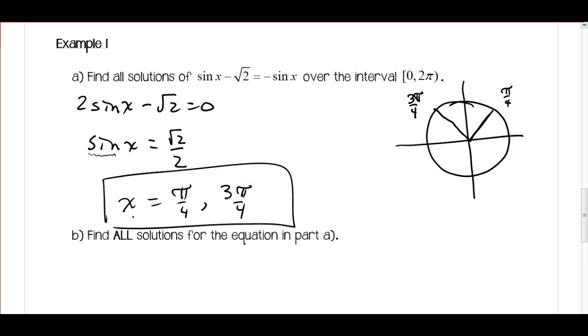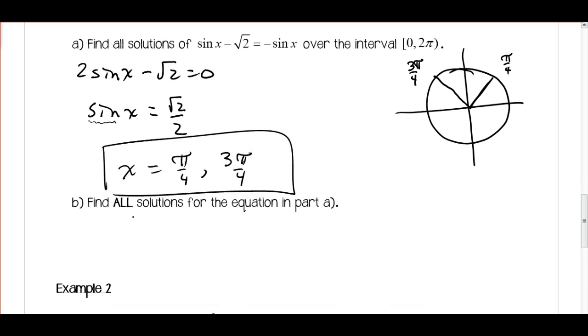Okay, part B, find all the solutions. So now we're going to write our general solutions. We're going to have x is equal to pi over 4 plus 2 pi k, and we're going to have x is equal to 3 pi over 4 plus 2 pi k.